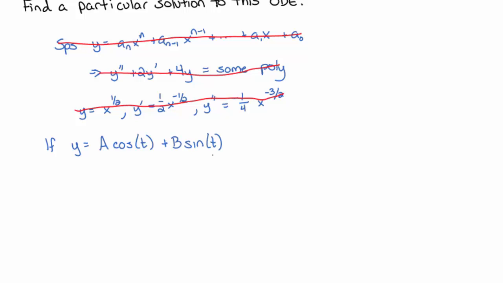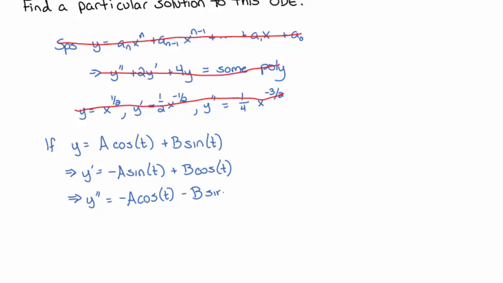If that's what y is, then that would imply that y prime is equal to negative a sine of t plus b cosine of t, and then finally y double prime would be negative a cosine of t and negative b sine of t.